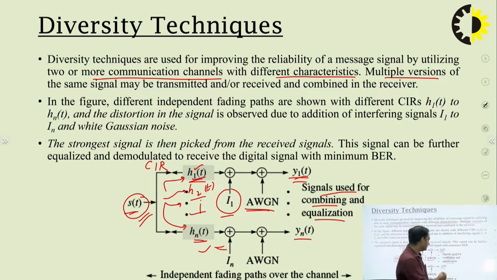Second, we apply equalization. This equalization technique is used to reduce the ISI. If a signal is not faded or there is no ISI, then there is no requirement for the equalizer. So equalization is required when the signal is faded and ISI is present in the system.